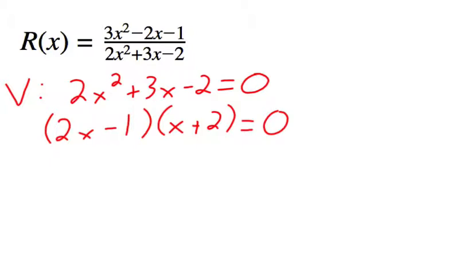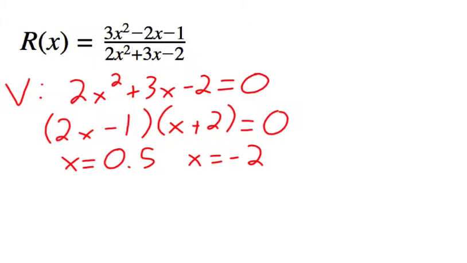So I skipped the area model and the diamond problem so that I could save some space here. But this tells me my two vertical asymptotes are x equals 0.5 or 1/2 and x equals -2. Those are the two vertical asymptotes. So 0.5 and -2 are not in the domain.